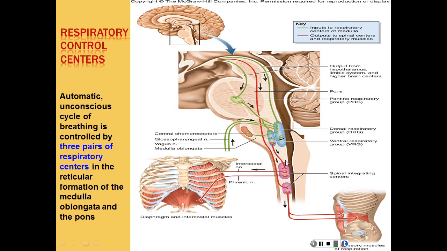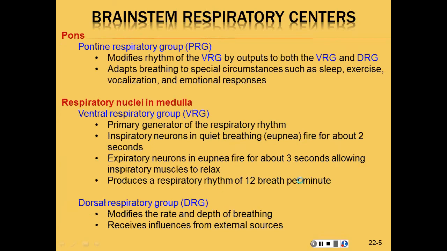Now, it hastens or delays the transition from inspiration to expiration, and is going to adapt breathing to special circumstances such as sleep, exercise, vocalization, and emotional response. So that is our PRG, our DRG, and our VRG. Now you see exactly where they are located. Okay, and here's the information, like I told you, that you will find concerning these particular centers.